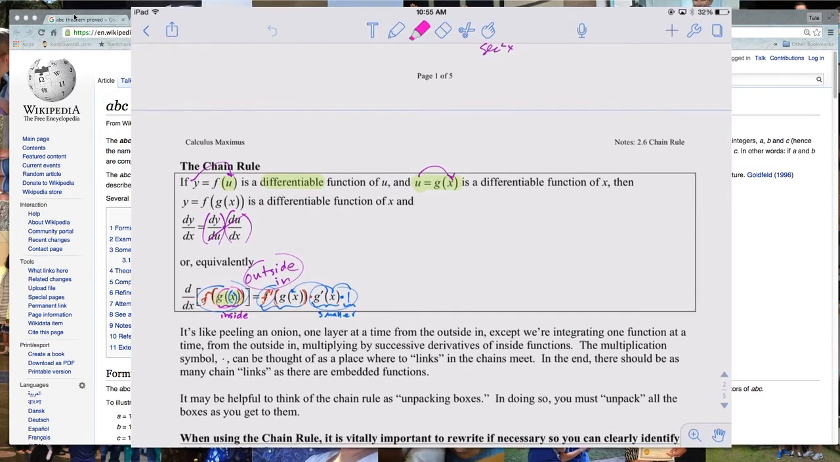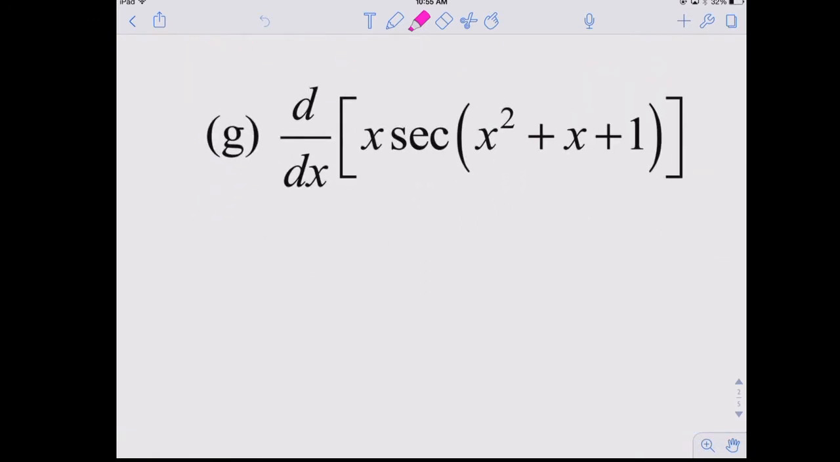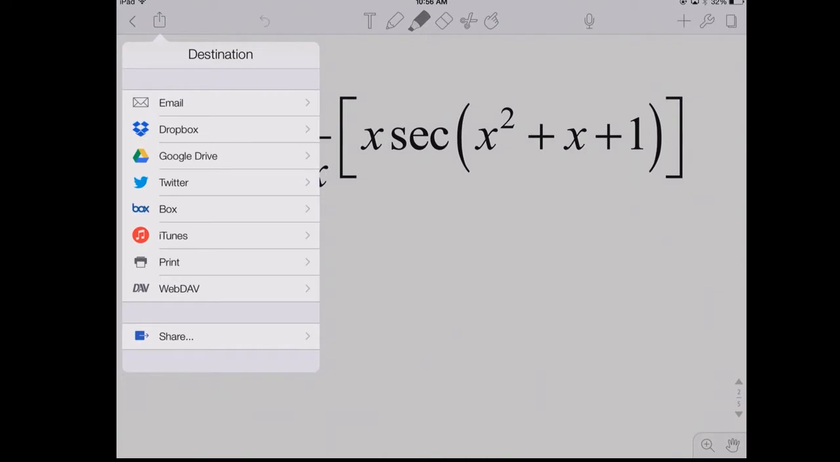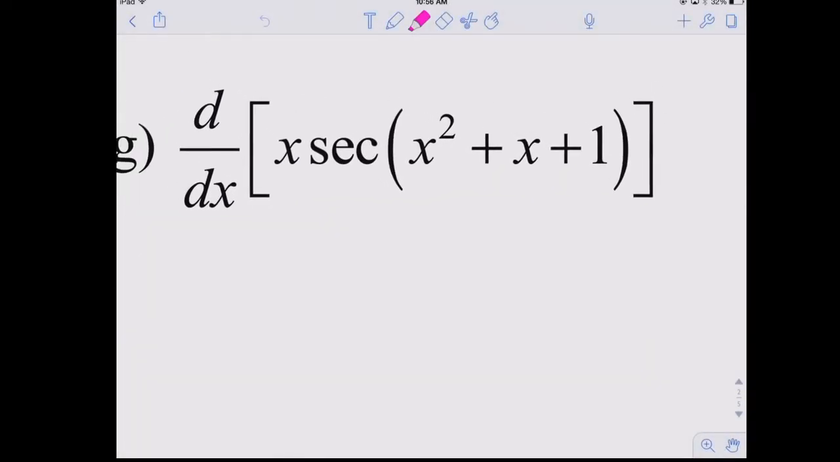2.6 chain rule. We are on example 1G. All right, so the chain rule again is useful when we're taking the derivative of what type of functions? Composite functions, right, which is a function inside of a function. So this is the verb format again. We've got the derivative with respect to x of x times secant of x squared plus x plus 1.